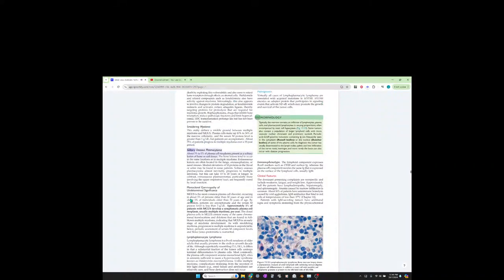Smoldering myeloma. This entity defines a middle ground between multiple myeloma and MGUS. Plasma cells make up 10% to 30% of the marrow cellularity, and the serum M protein level is greater than 3 g/dL. But patients are asymptomatic. About 75% of patients progress to multiple myeloma over a 15-year period.